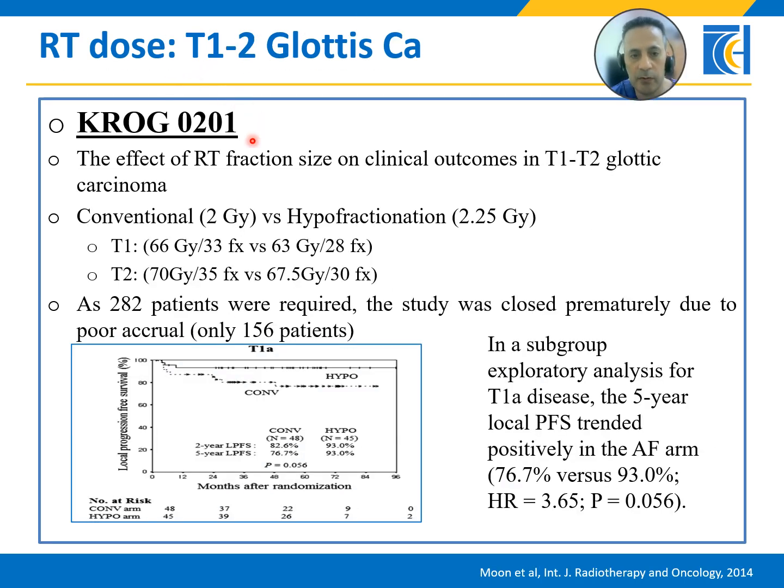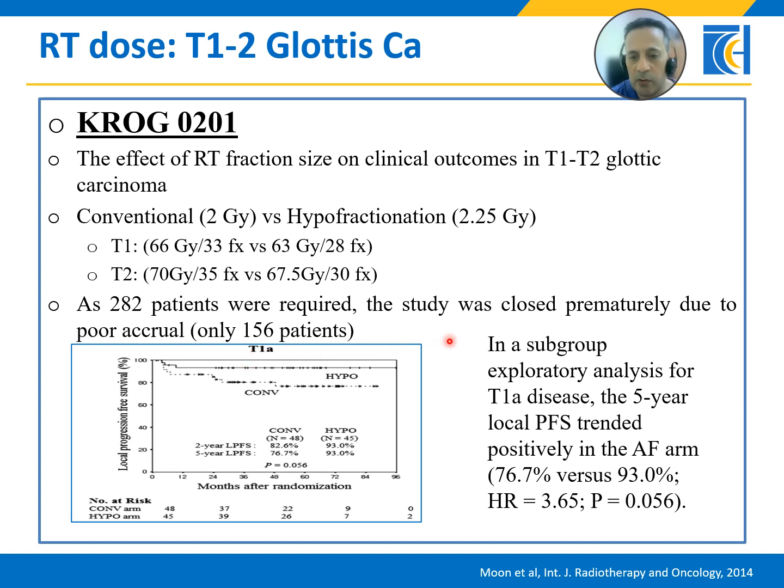Another study, from the Korean Radiation Oncology Group 0201, had a similar clinical trial design to Yamazaki, but included patients with T1, T2 glottic cancer. These patients were randomized to 2 gray per fraction versus 2.25 gray per fraction. T1 patients received 66 gray in 33 fractions versus 63 in 28 fractions, while patients with T2 disease received 70 gray in 35 fractions versus 67.5 in 30 fractions. Initially, they aimed to recruit 282 patients. However, this study closed prematurely, and they were able to recruit only 156 patients.